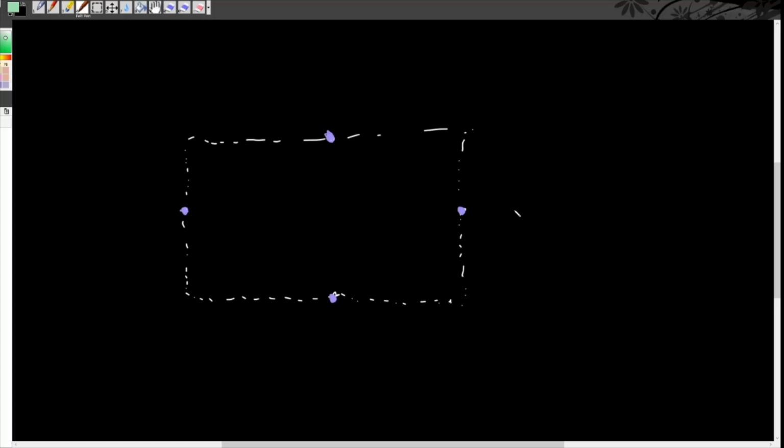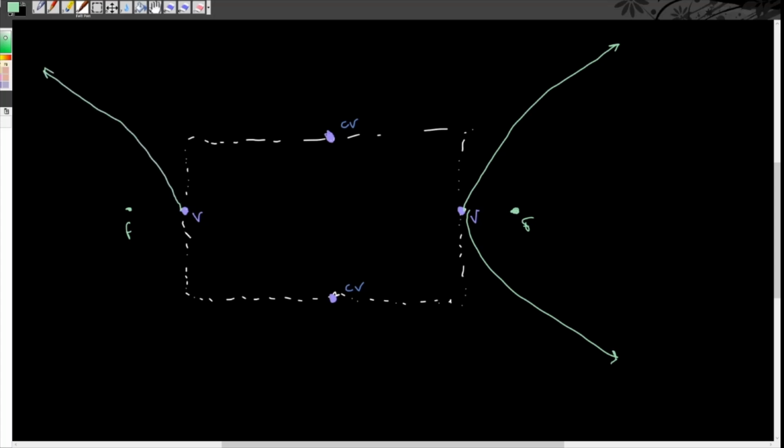So then here's going to be a focus, just like an ellipse. Here's going to be another focus. And this is a vertex. I'll do that in the same color. Also a vertex, and we call these the co-vertices. And so the hyperbola will come through, and it has this symmetry.